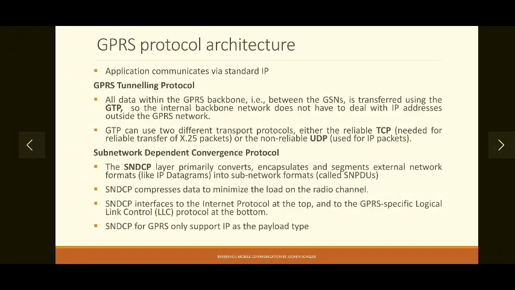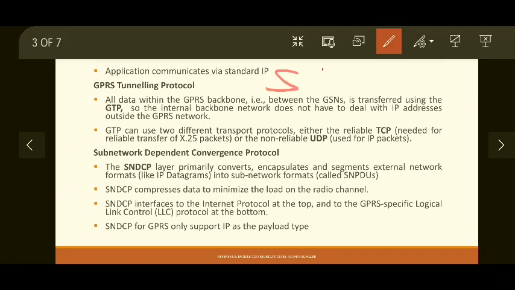Okay, so as I had said, all the GPRS applications communicate via only standard IP. Every mobile handset will get an IP address. So everyone will communicate via standard IP. Now, the first protocol which is new in GPRS is GTP. Full form is GPRS tunneling protocol. So all the data within the GPRS backbone, now GPRS backbone comprises SGSN and GGSN, so communication between these two will happen through this protocol, that is GTP.